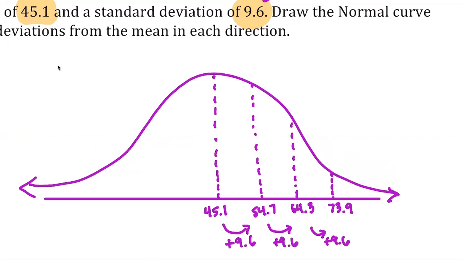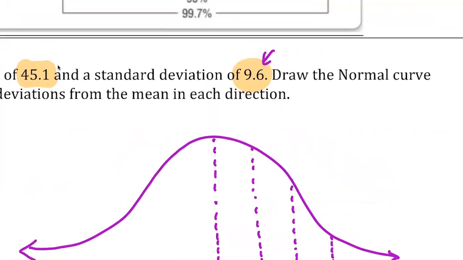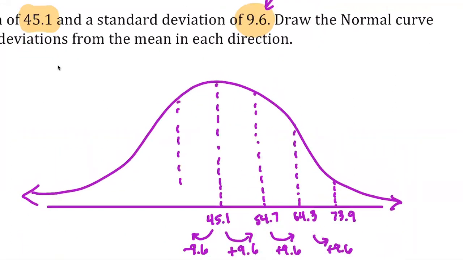And we're going to do the same thing in the opposite direction. Starting from 45.1, I'm going smaller, so I subtract my standard deviation. 45.1 minus 9.6 leaves me with my next region of 35.5. Subtracting 9.6 again tells me my next region is 25.9. And again, we'll go one more. If I subtract 9.6 one more time, that leaves me with 16.3.